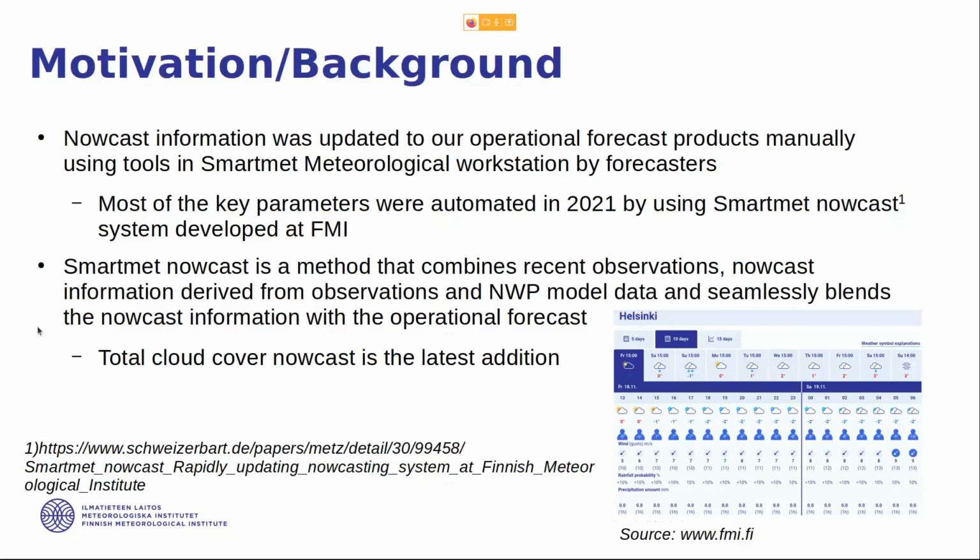Here is one example of our very popular end product. So this is a screenshot taken from our public webpage. You can see a meteogram for Helsinki. Of course, the user can choose a point of interest of her or his. But in here, you can see the forecast for following hours, and the first hours of this information is then automatically updated with the SmartMet nowcast system.